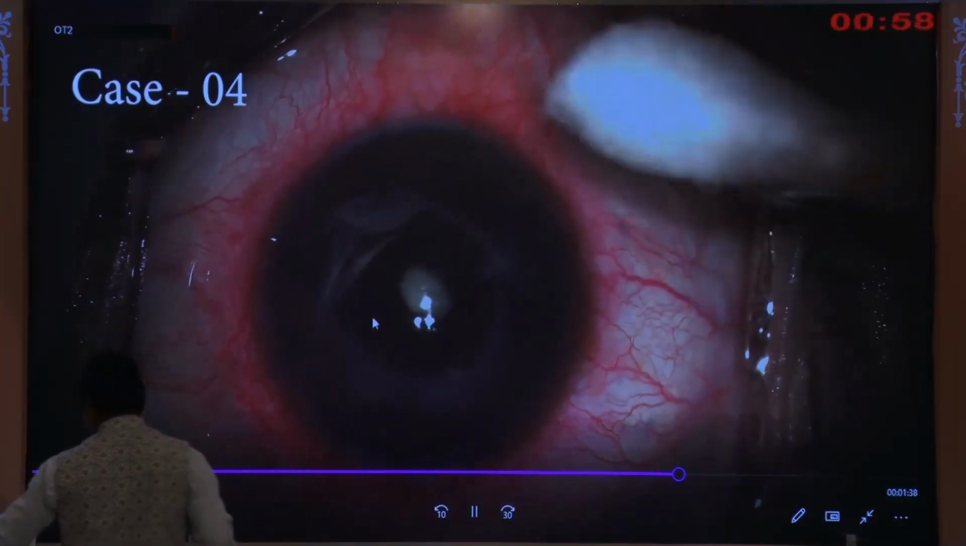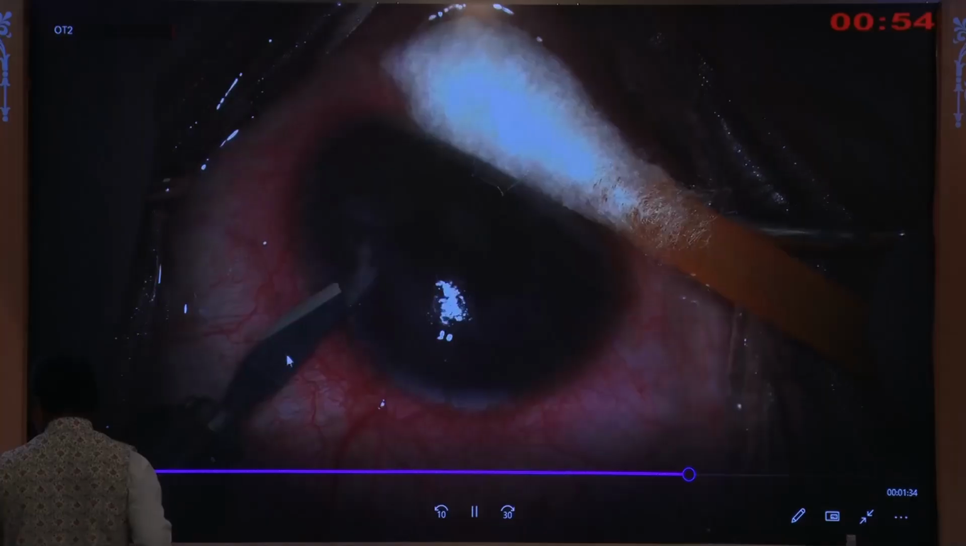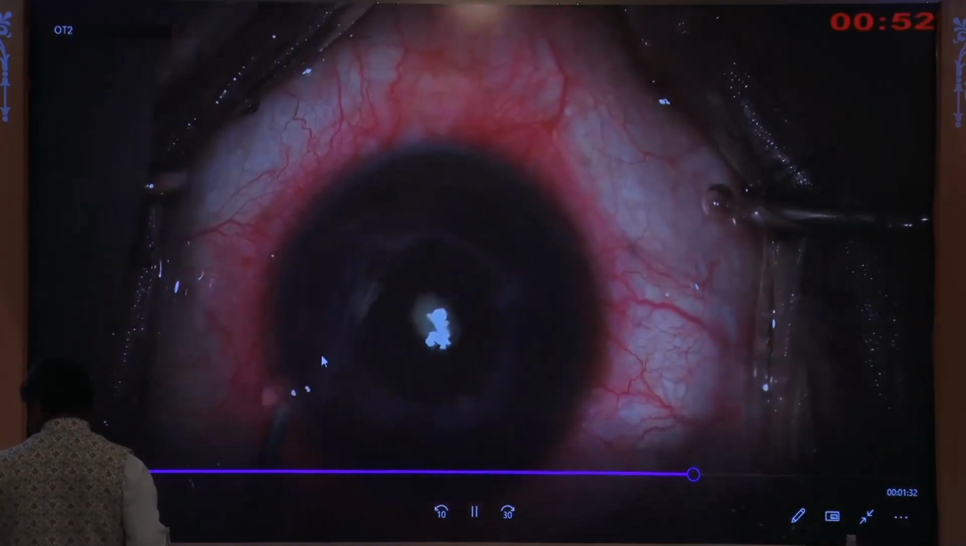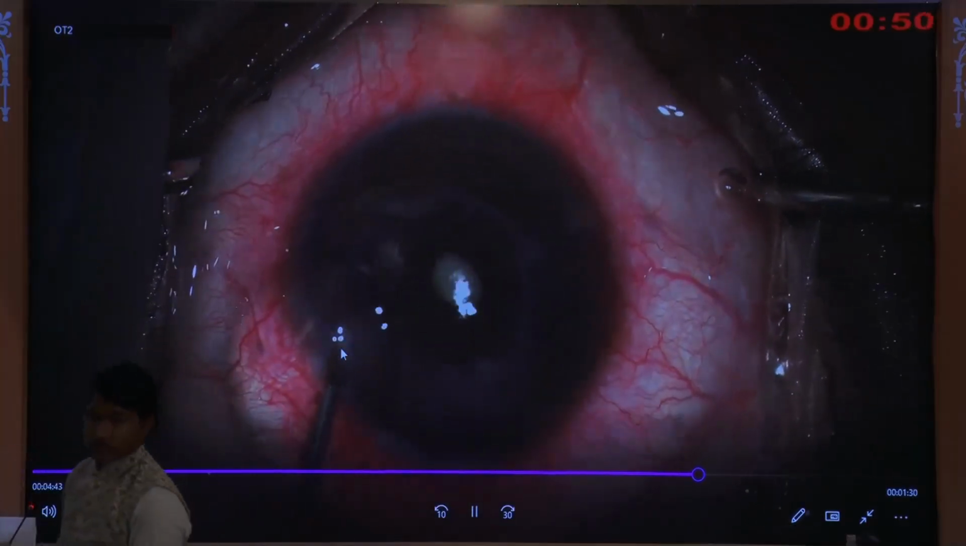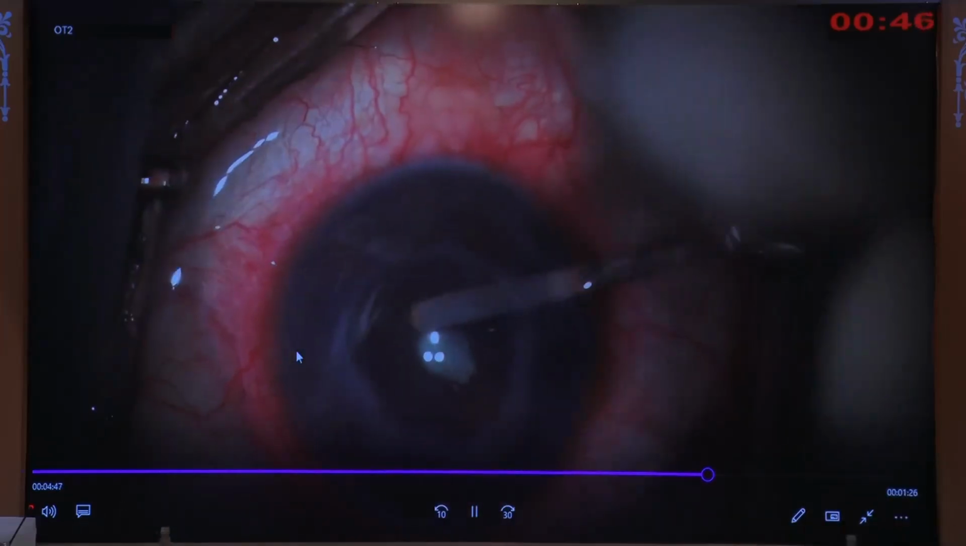In another case, the cornea is also adhered to the iris, so there is no space. When I make the side port, the side port goes into the iris, thereby becoming a slight PI. Then after putting in the visco, the chamber becomes deep.